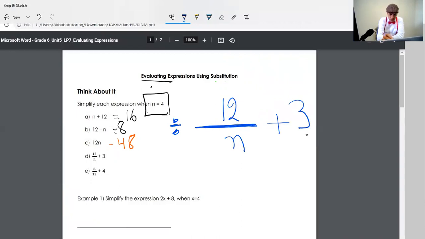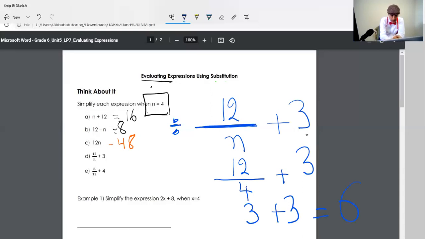So this says 12 divided by n plus 3. So 12 divided by n, and n is 4, plus 3, okay? And 12 divided by 4, you get 3, plus 3, and 3 plus 3, you get 6. So this should give you 6. That's my 6. It doesn't look cute, but that's 6. All right? You got 6? Then do the dance.